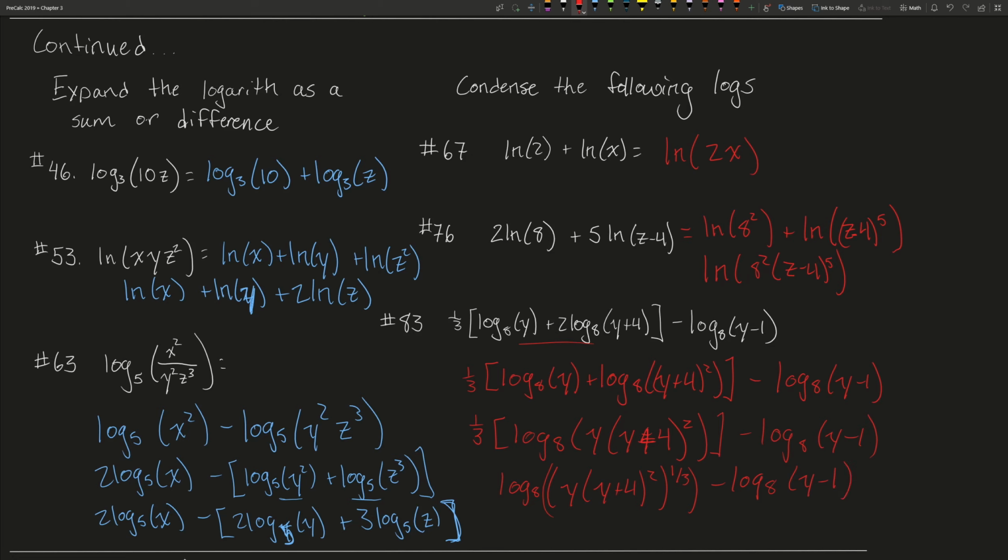Now everything on the left is simplified, everything on the right is simplified, and there's a difference, so we can rewrite it as the ratio of these two things, which will look a little bit messy. So our final answer would be log base 8 of this entire thing, so y times y plus 4 squared to the 1/3 divided by y minus 1.